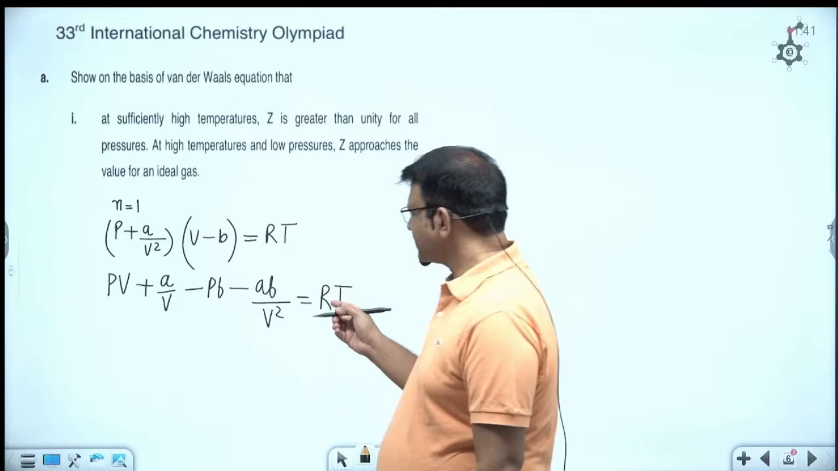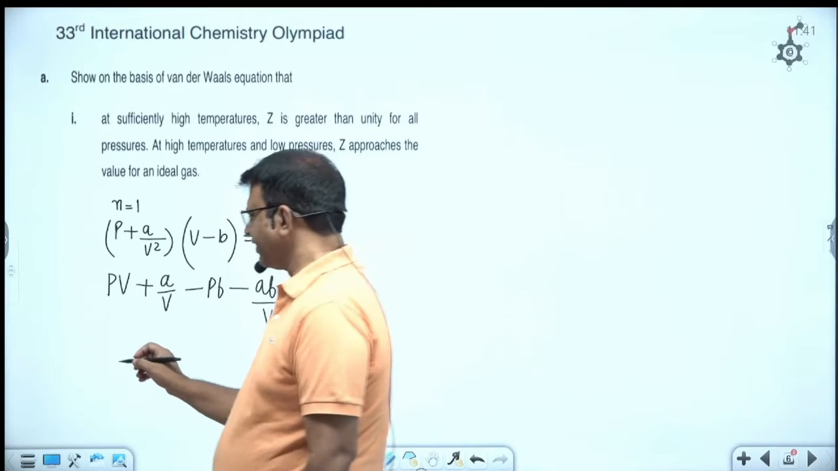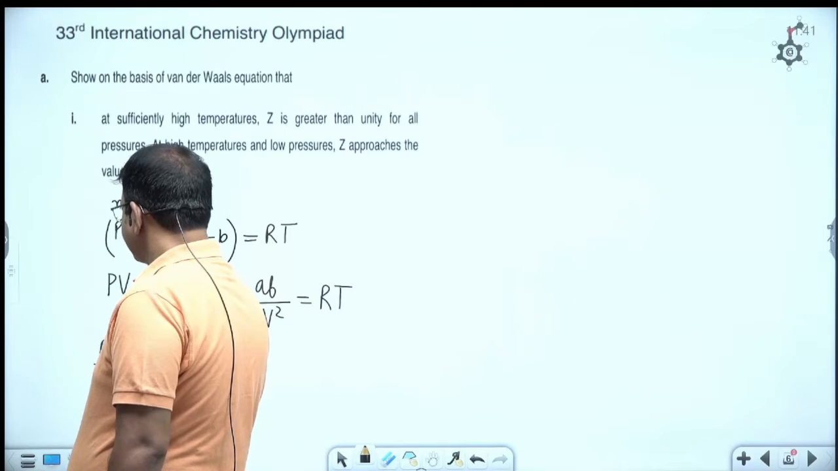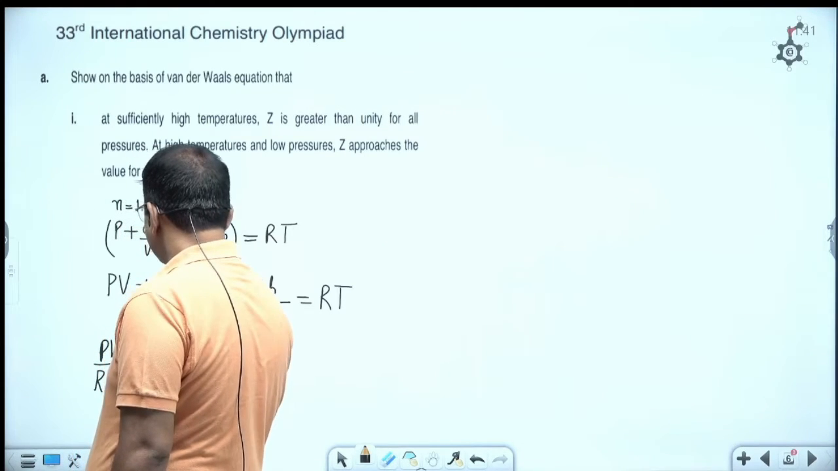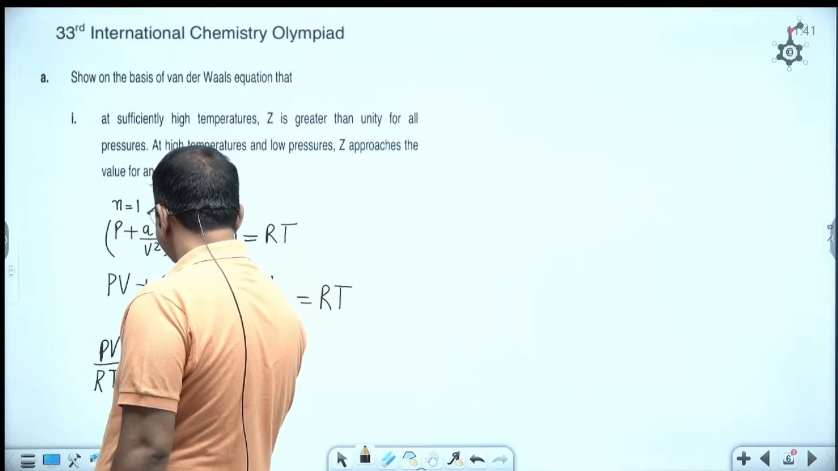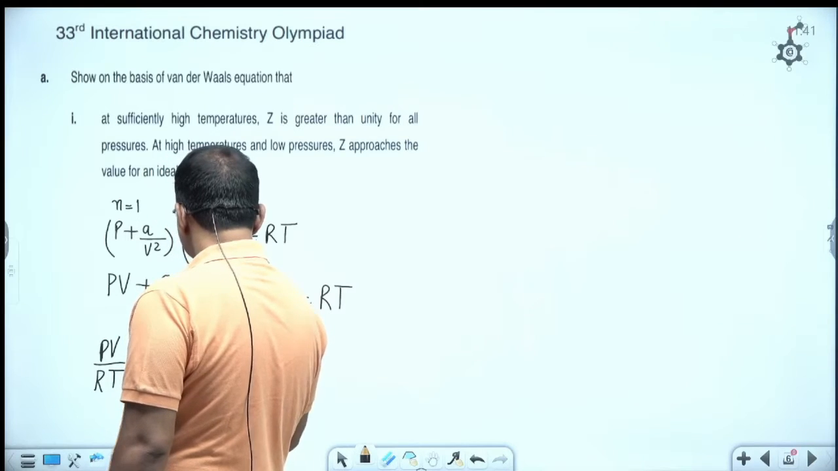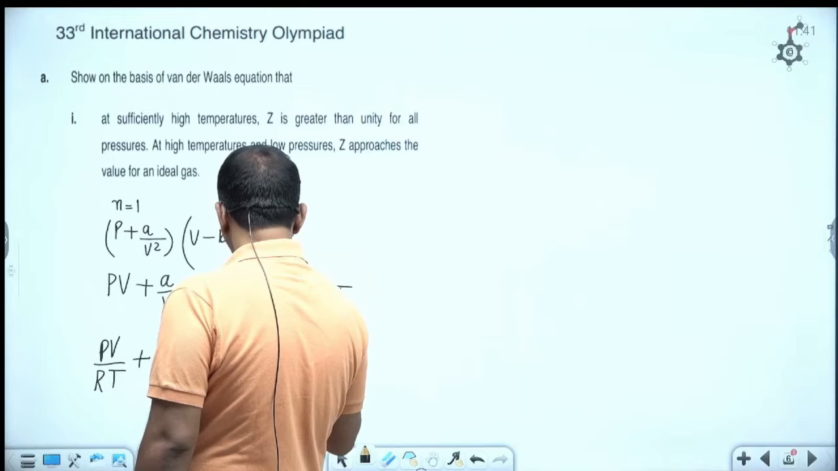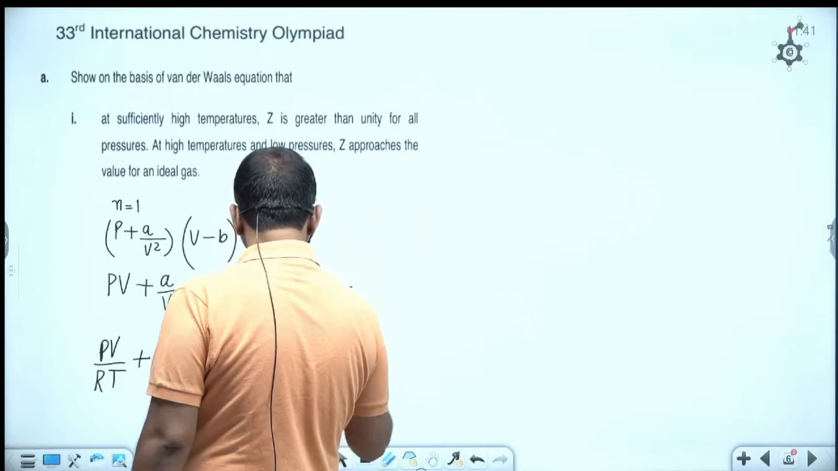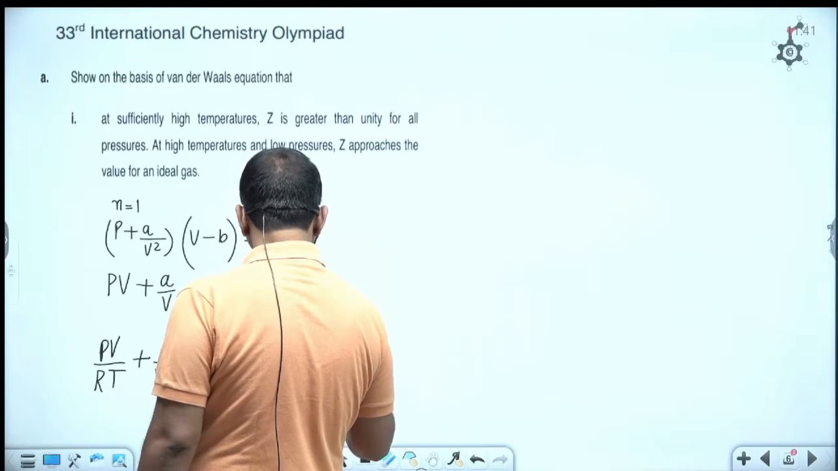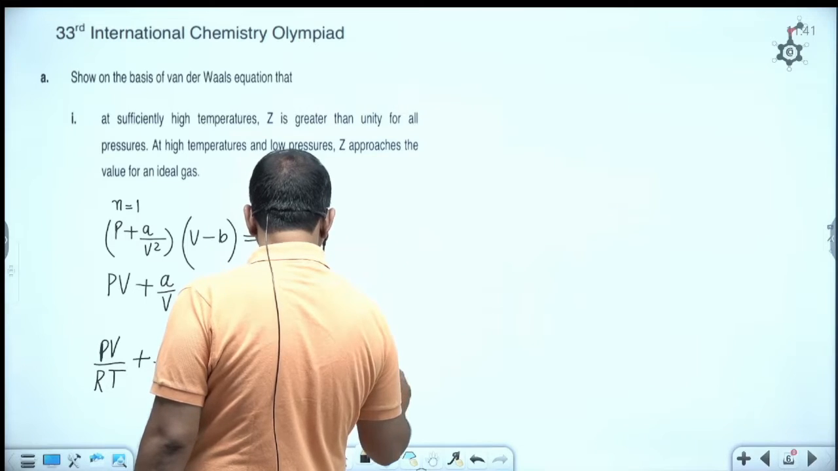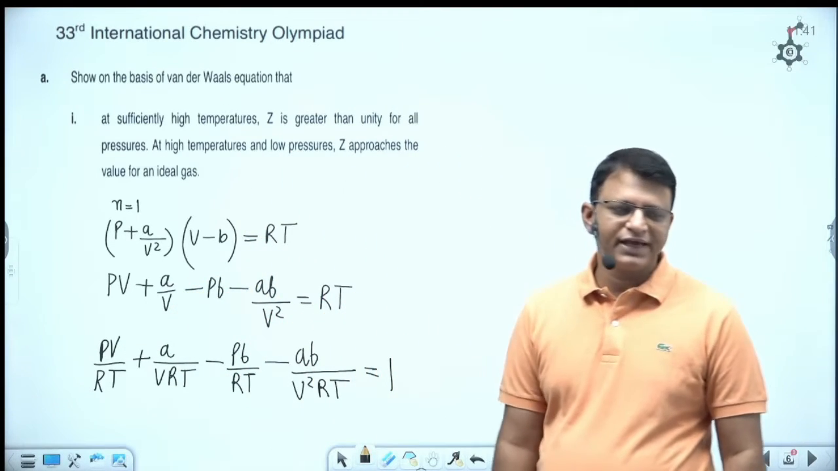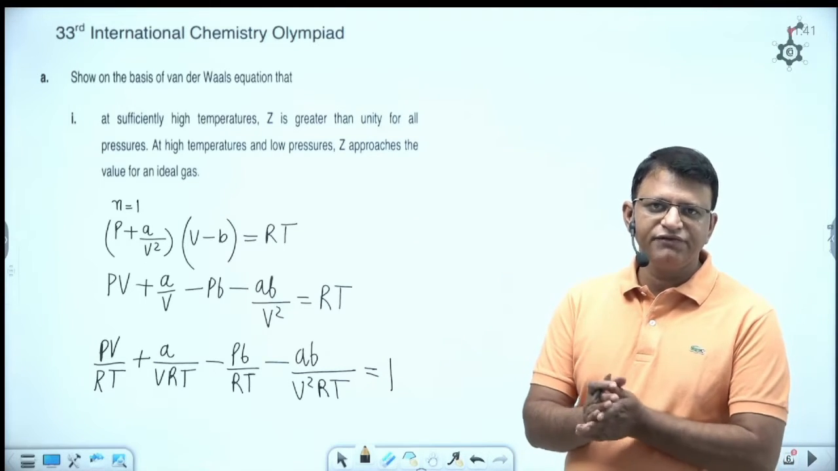If we bring this RT to the left hand side, we can write PV/RT + a/(VRT) − Pb/RT − ab/(V²RT) = 1. And PV/RT for 1 mole of gas is the compressibility factor Z, right?